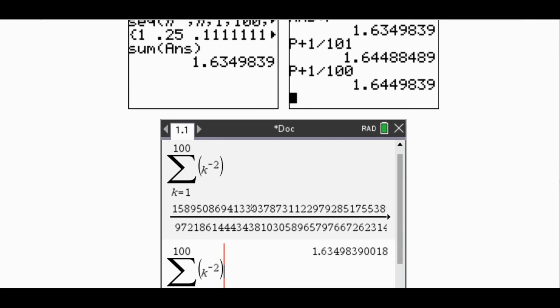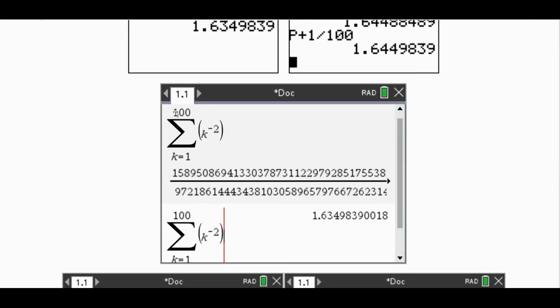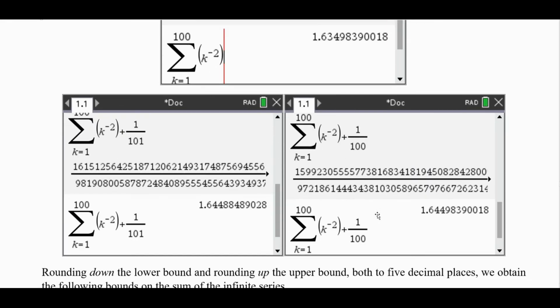If you have a TI Inspire CAS and ask it to sum from k equals 1 to 100 of k to the negative 2, it'll actually compute the exact answer as some huge fraction, which for our purposes is not really as useful as the approximation. Or you can tell it do the approximately equal to, and it'll give you this answer here. Then I can take that sum plus 1 over 101, and then the same sum plus 1 over 100. And so those two numbers are our upper and lower bounds. This one's a lower, this one's upper bound.